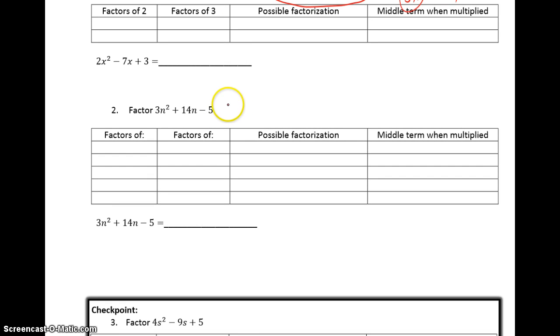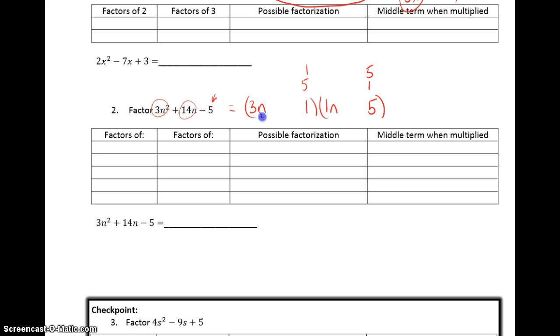For the second problem, we write our parentheses, we look in the front, and we see 3n squared. So that's 3n and 1n. And we look at the end, and there's a 5. So we're going to place 5 and 1 into these parentheses. So our choices are 5 and 1, or we could switch them around and say 1 and 5. We need to get a 14 in the end. So I'm going to place 1 and 5 in that order.